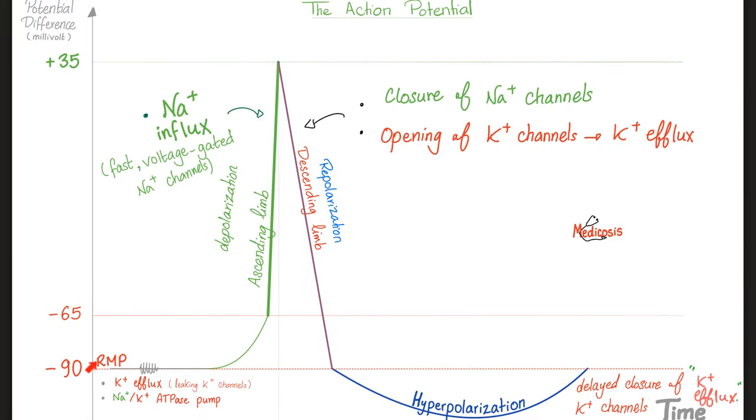What's the cause of the resting membrane potential? Two things: selective permeability, mostly to potassium, and the sodium-potassium pump. What causes depolarization? Sodium influx through the fast voltage-gated sodium channels. They have two gates, by the way. Remember the revolving doors. What causes repolarization? First you close the sodium channels, and then you open the potassium channels, leading to potassium efflux. What causes hyperpolarization? The continuous potassium efflux, because these potassium channels are slow.